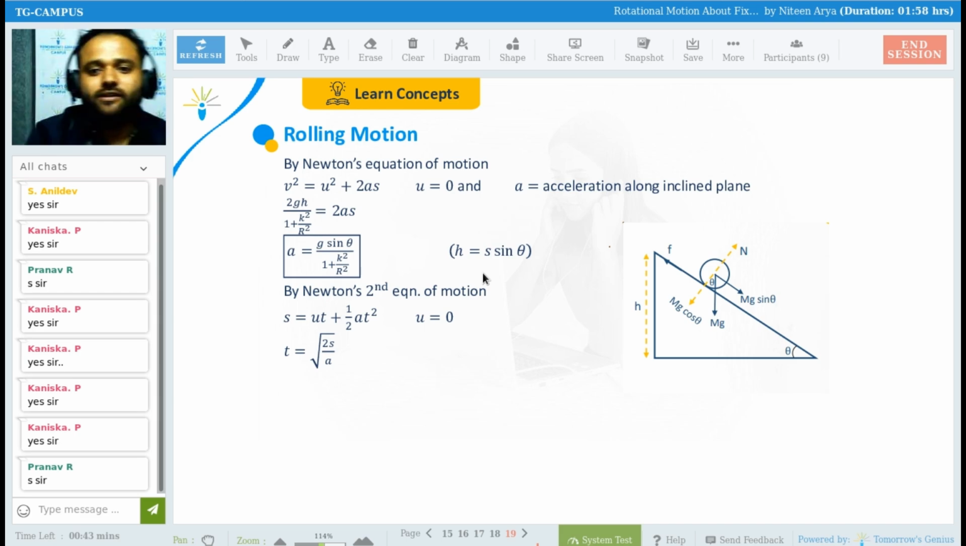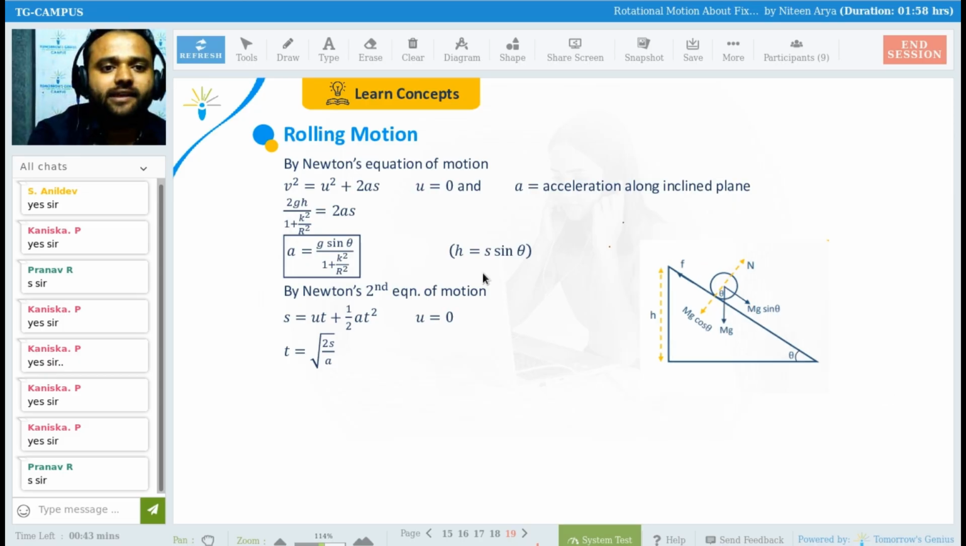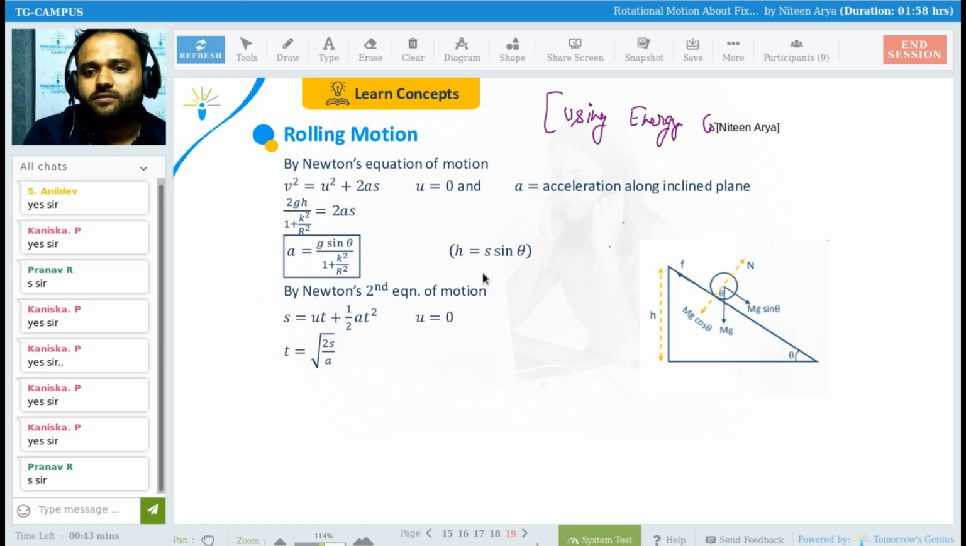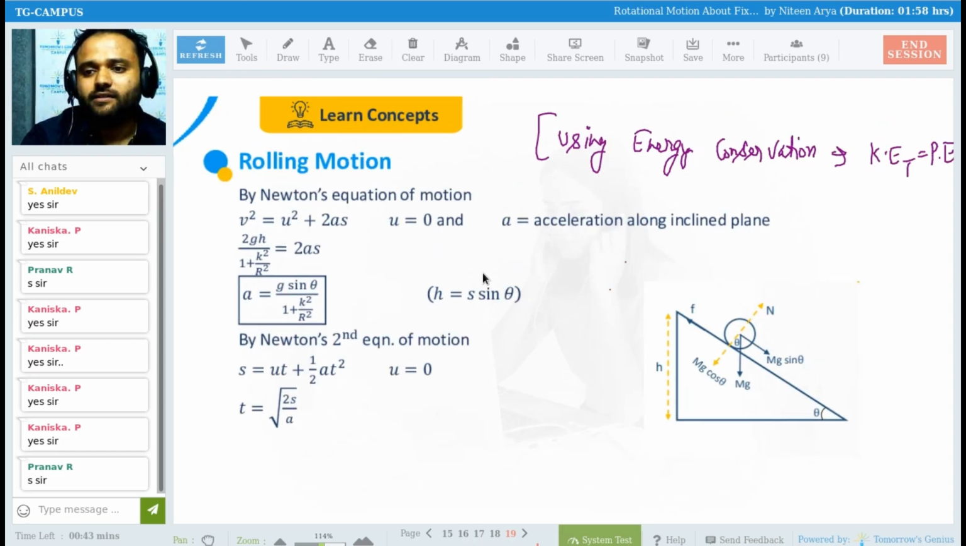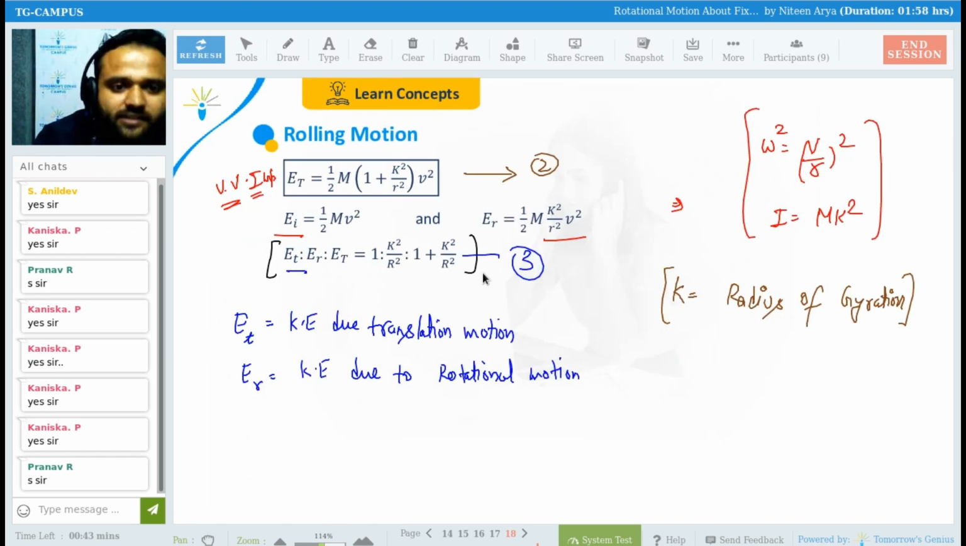Okay, so what we were trying to do now here is use energy conservation. And what is energy conservation? KE total equals PE total, where PE is potential energy, right? So what is the total kinetic energy on the previous page? Yeah, this: half m (1 + k²/r²) v², right?